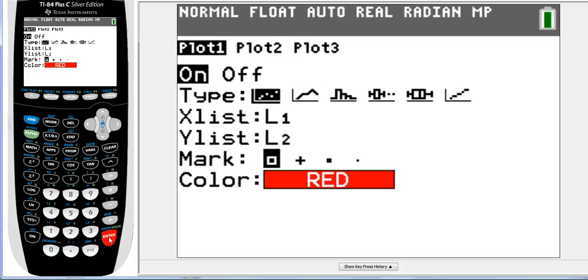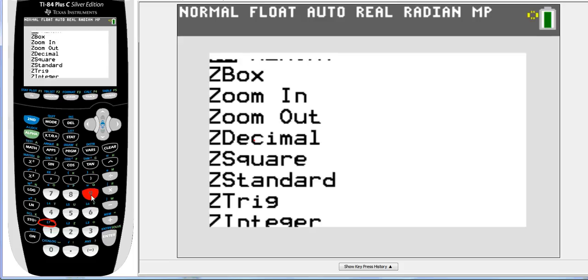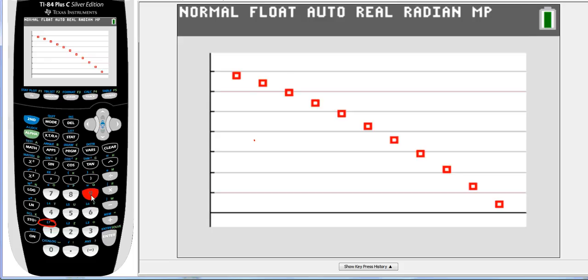My data is in list 1 and list 2 for this. If your data is in a different list, then you need to change it. Remember that the names of your lists are down here above the numbers, so you need to press second to get to them. But here's my scatter plot, and I am going to graph this by hitting zoom 9. Clearly you can see that something is not right, because it should end up, well, maybe it is. It's not a straight line.